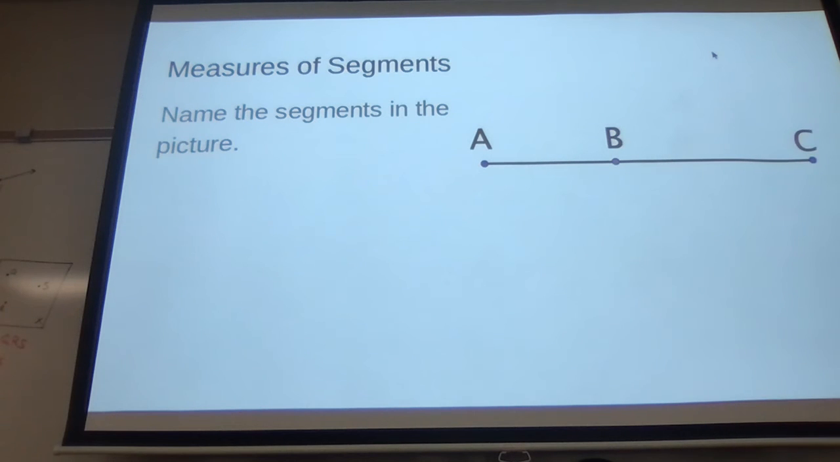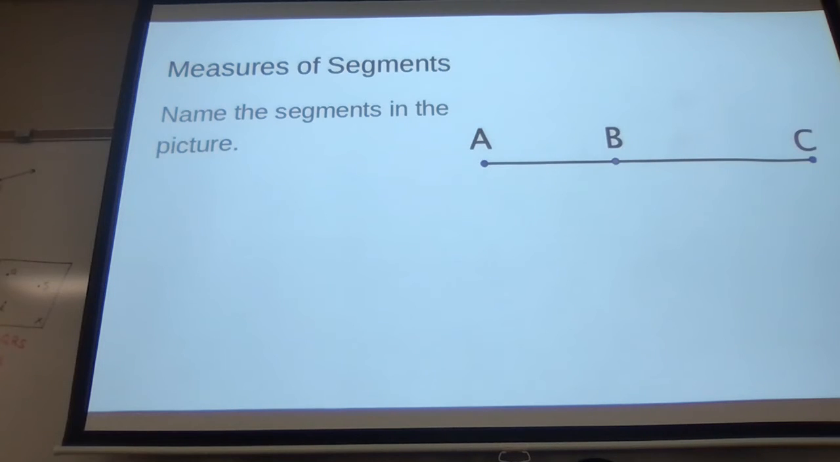So on this one, they want us to name the segments in the picture. Now, remember what I said earlier. If they put a third point on your segment, that's going to end up making three different segments. So we have three different segments up here in this picture. Let's see if we can name them. Anybody give us one of them?